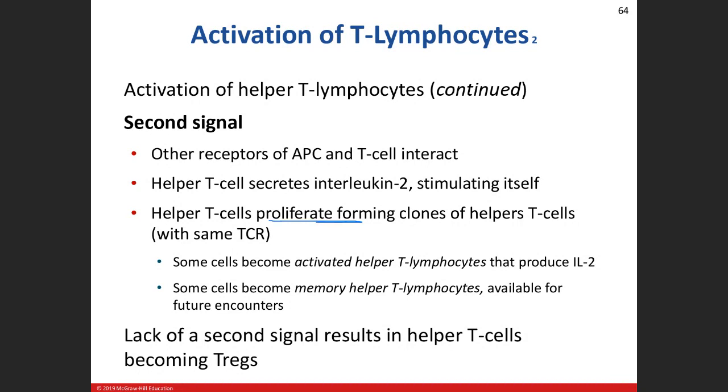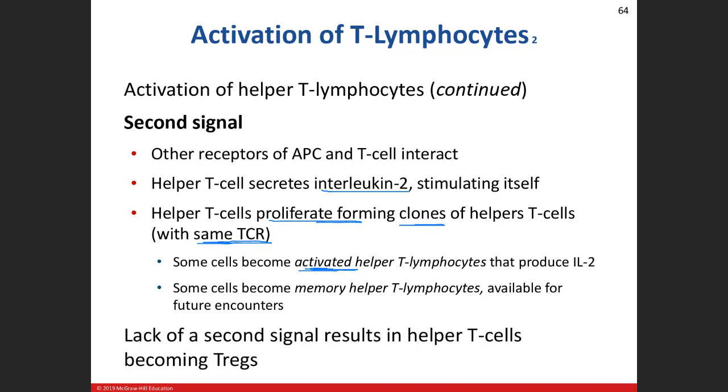So it's going to start to proliferate and make clones that are identical to that helper T cell, meaning those helper T cells are going to have the same T cell receptors that are specific for that antigen. Good, because now those can spread out throughout the body and start looking for more of those antigens to eradicate them. So when that interleukin gets secreted onto itself, we've now activated that T cell.